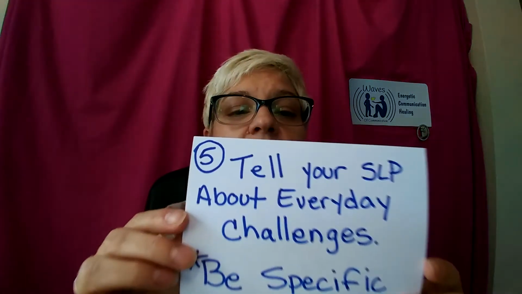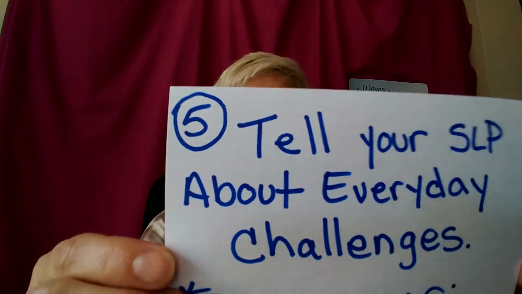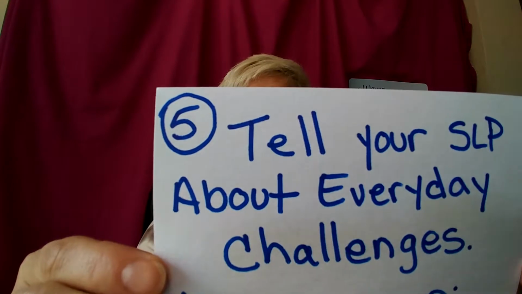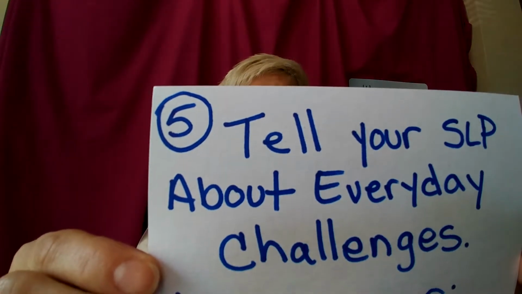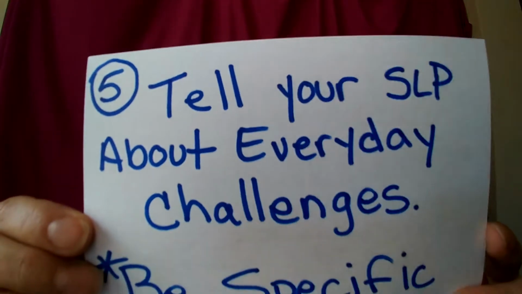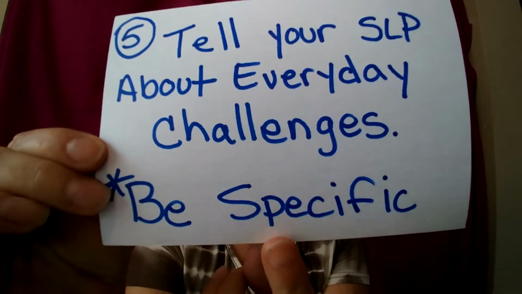So that is tip number 5. It is tell your speech therapist about everyday challenges that you are having in your home with your child and be specific. So it's really important when you ask a question of a speech therapist about your child that it be a specific kind of question.